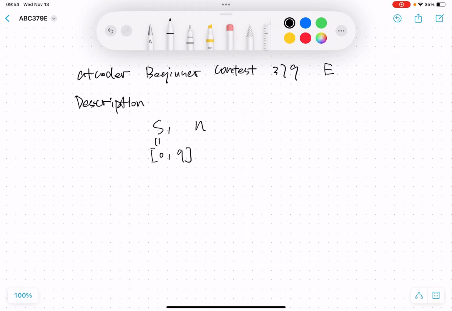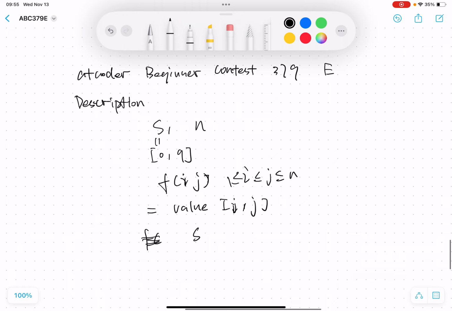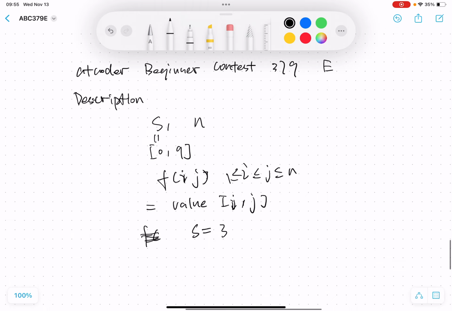There is a function f. There are two parameters for function f, i and j, where i is at least 1 and less than or equal to j, which is at most n. f(i, j) means the value from i to j. For example, the first example in the problem, S will be equal to 3, 7, 9. So f(1, 2) will be the first two digits, that means 37.